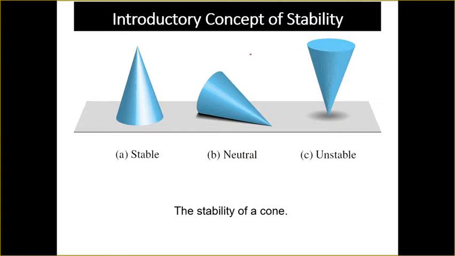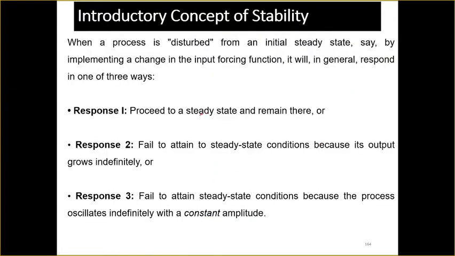Okay, and second one you can say the neutral system, and third one is the highly unstable system, right? So how this system is decided as stable or neutral or unstable based on this concept. You can see here when a process is disturbed, or perturbed from initial steady state, okay.